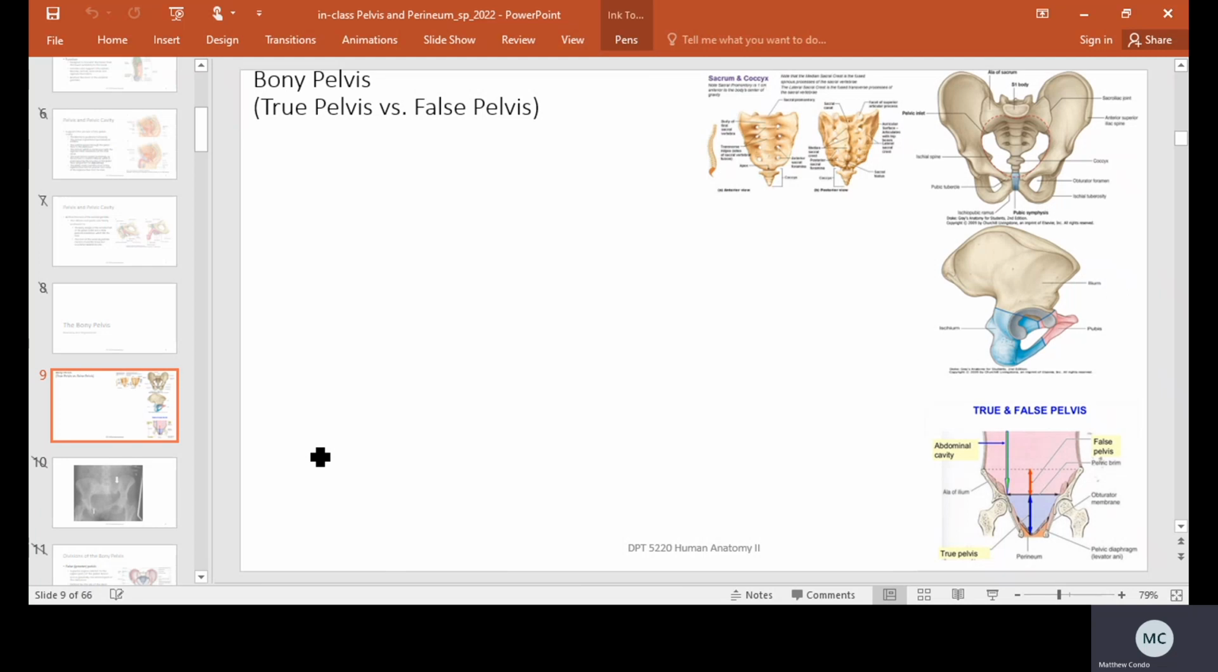Okay. So when we start talking about the pelvis, what we're going to have to understand is that, number one, we're going to start putting in a lot of moving parts. This is where the class is going to get not necessarily more difficult, but just understand there's going to be a lot of moving parts.